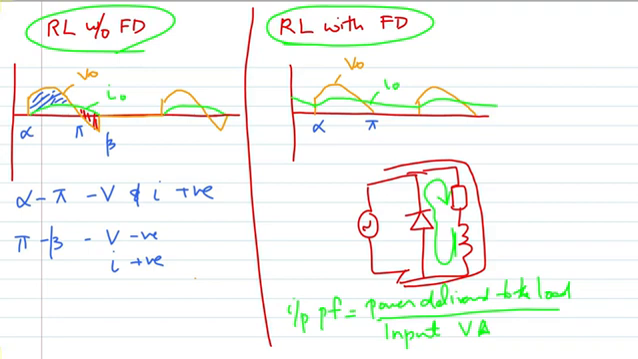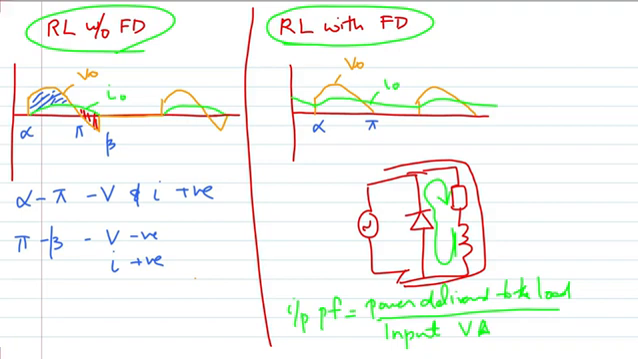So the advantages of using the freewheeling diode are the load current waveform is improved and the input power factor is improved, load performance gets better, and the energy which is stored in the inductance is transferred to resistance R during the freewheeling period, and therefore your overall converter efficiency improves.